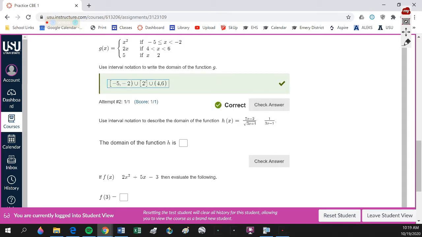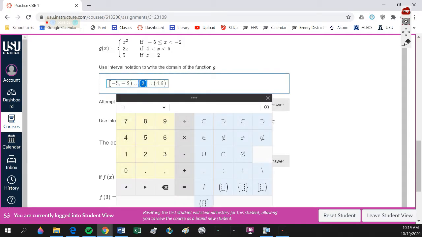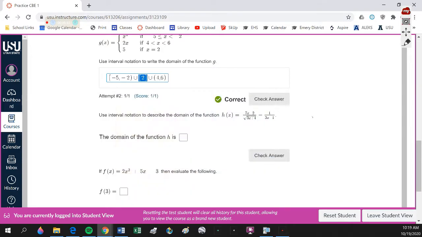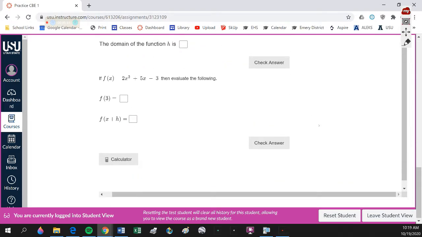Okay. So do you see what I did with the single point? I did bracket to bracket, and that's not an option here, so I had to use the keyboard, which kind of stinks. Oh, there's one more. I didn't know that. Okay.